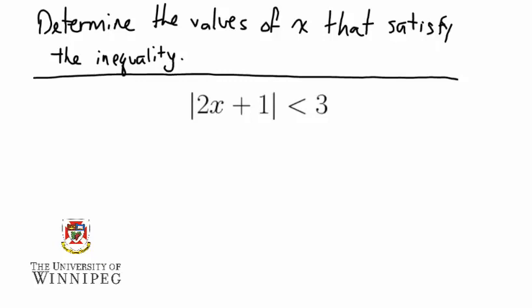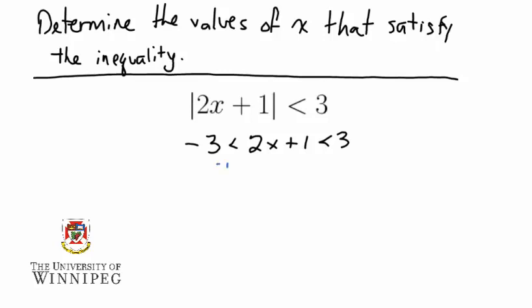In this video, we're going to take a look at two examples of how to solve absolute value inequalities. First, let's look at the absolute value of 2x plus 1 is less than 3. Using our absolute value rules, we know that we can rewrite this as negative 3 is less than 2x plus 1, which is less than 3. That's because the value, 2x plus 1, must be between negative 3 and 3.